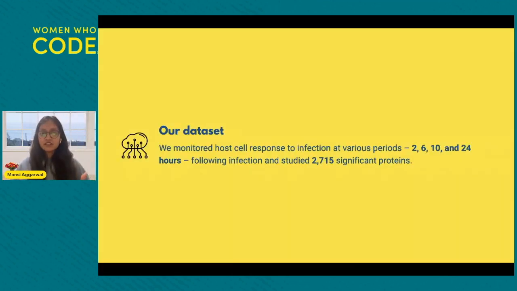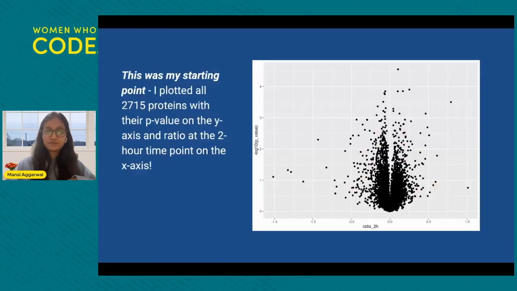What does our data set consist of? We monitored the host cell response to infection at various periods. This is important. We have 4 time periods here: 2 hours, 6 hours, 10 hours, 24 hours. Following the infection, we studied 2,715 significant proteins.